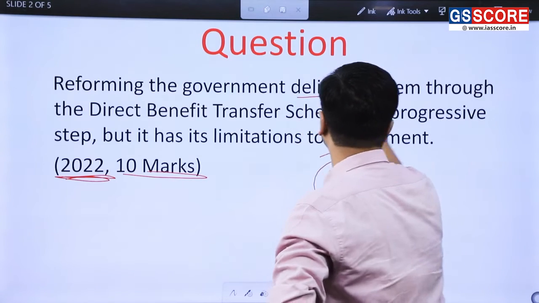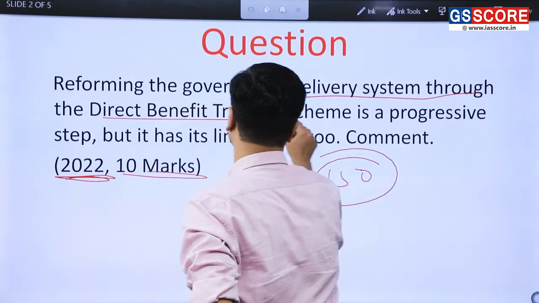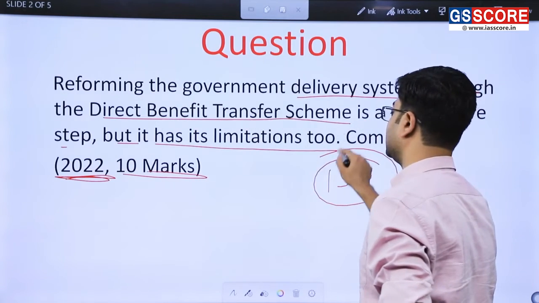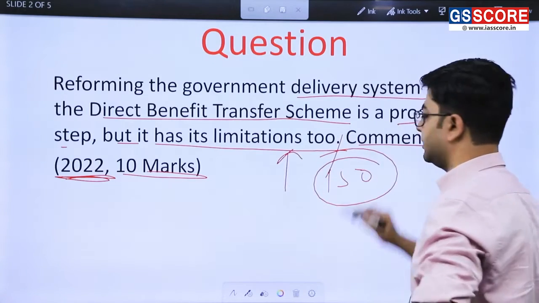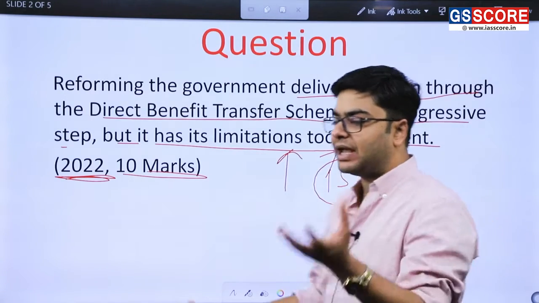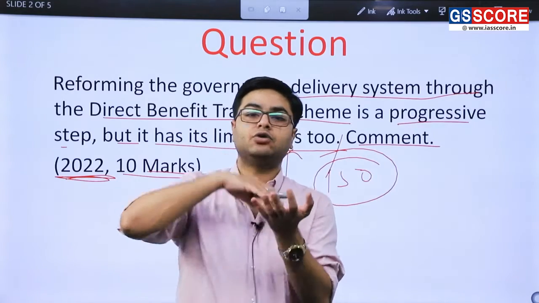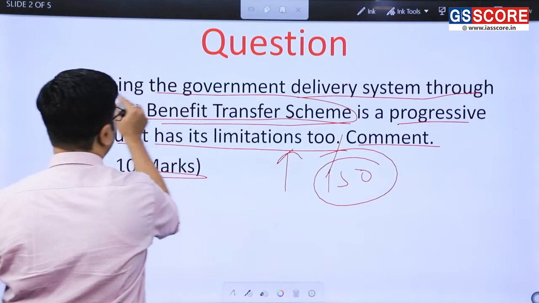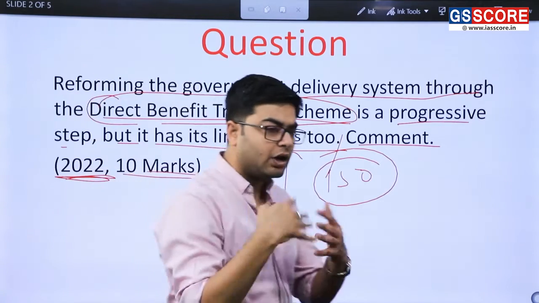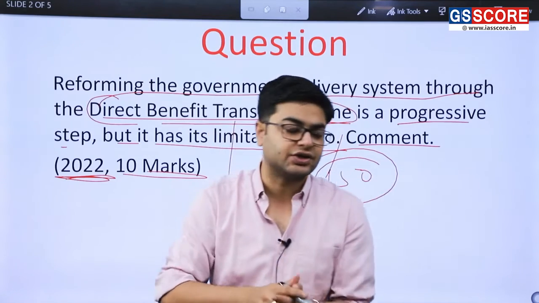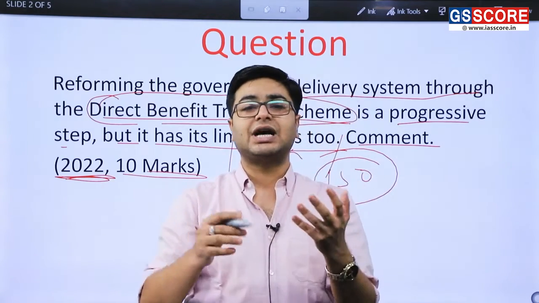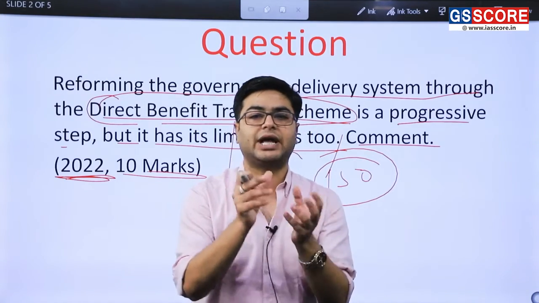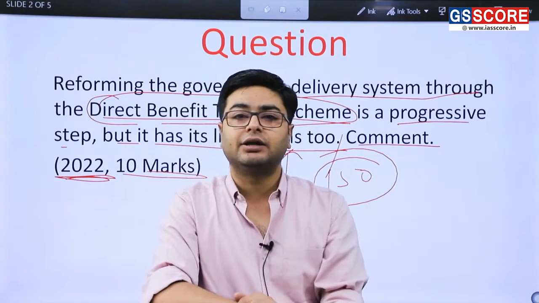Reforming the government delivery system through direct benefit transfer scheme is a progressive step, but it has limitations too. Comment. So to begin with, people who tend to jump the gun can simply think that it is about the DBT, direct benefit transfer. While if you look at the subject of governance and social justice, there are things which are heavily interlinked. It offers a complex cocktail of different topics put together.